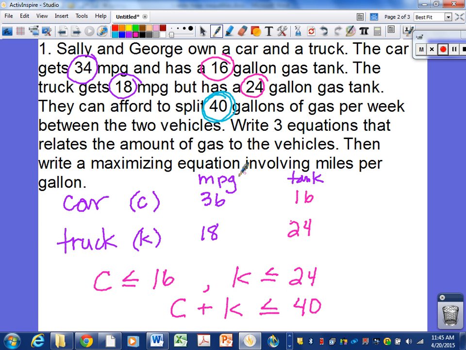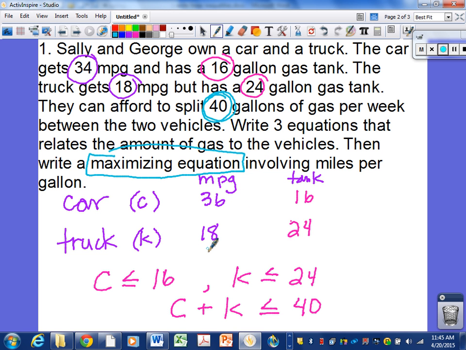Now what about these miles per gallon things here? Why is that even a part of this question? Well, that's what we want to maximize. Okay, your maximizing equation. Out of our 40 gallons of gas, we want to be able to drive the farthest that we can.